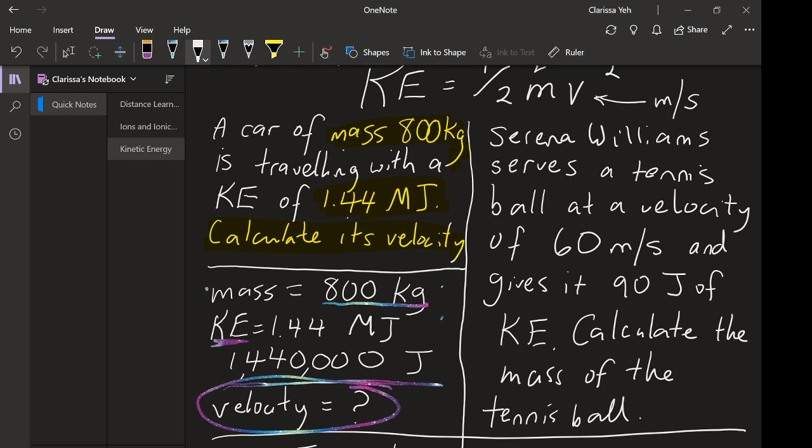Okay, so that's the question you guys are going to try to do. Serena Williams serves a tennis ball at a velocity of 60 meters per second and gives it 90 joules of kinetic energy. Calculate the mass of the tennis ball.